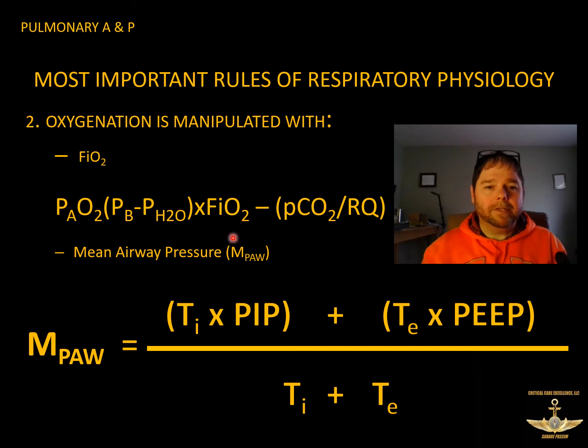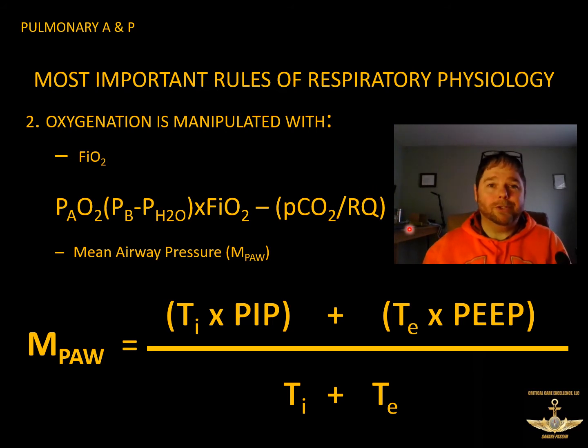And the reason I bring this up is because then we multiply that by what our FiO2 is. So we see we're multiplying a pretty big number times our FiO2, and this is going to be a decimal FiO2. So if you're on 100% oxygen, this will be 1. If you're on 50% oxygen, it'll be 0.5. And then we subtract the PCO2 divided by the respiratory quotient.